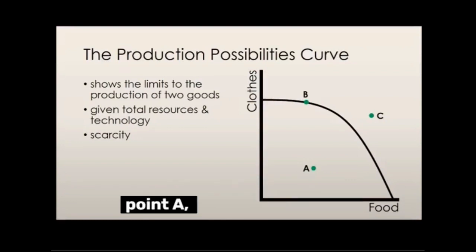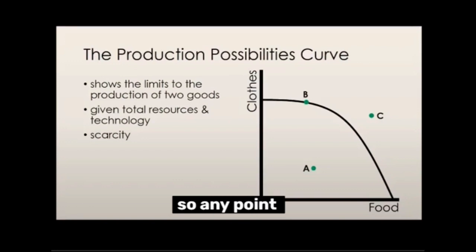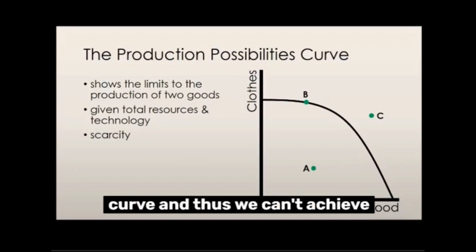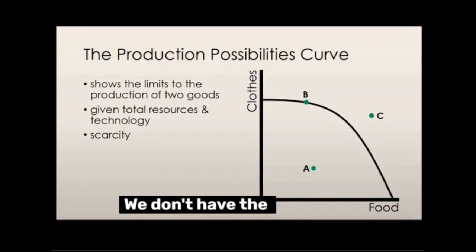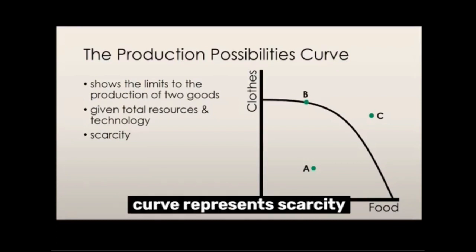Point A, for example, lies within the curve, and thus we can produce at point A. We can produce the quantity of clothes and the quantity of food at the same time because we have the available resources to do so. Any point on the production possibilities curve is also attainable. Point B, for example, lies on the curve. We are able to produce the quantity of food and clothes that is specified at this point. Point C, however, lies outside the curve, and thus we can't achieve this point. We don't have the resources to do so.